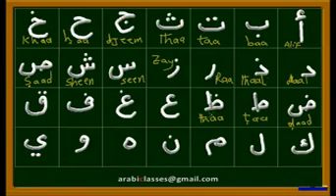So we say vel, va, and this is ayn, ayn, from the middle of your throat. So we say ayn, ayn, not a, not ayn. And this is gargling with water or غين.